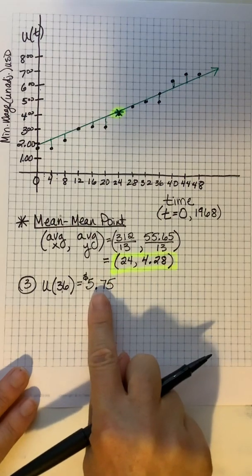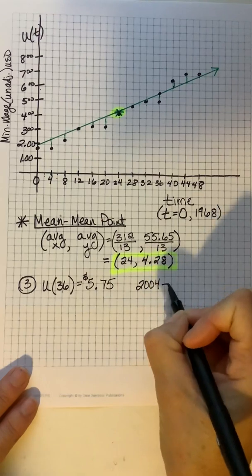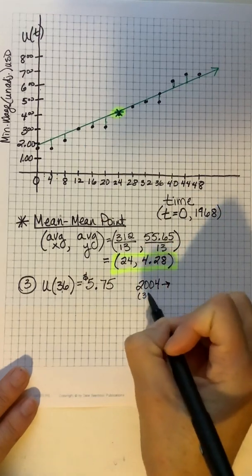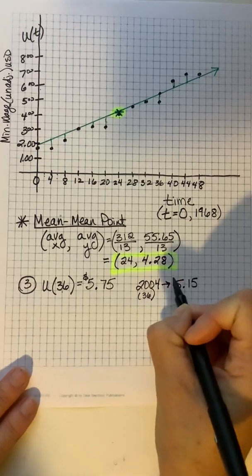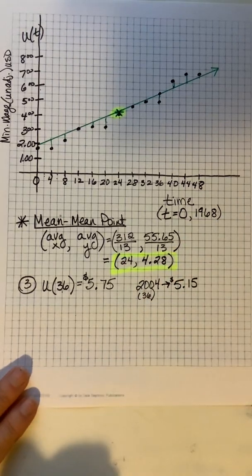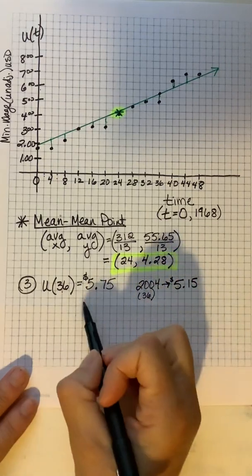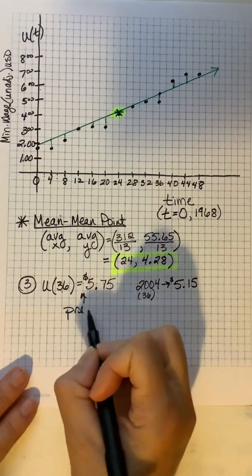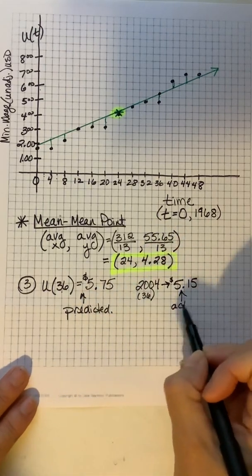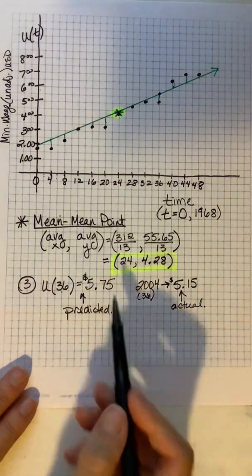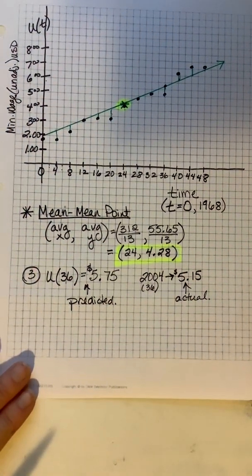Well, how does that compare with actual data? Well, my actual data table says that in 2004, which was year 36, the actual was $5.15. So it's a little higher than what our actual was. So this is called our predicted value, and this is called our actual value. And the closer those are, the better your line of best fit.